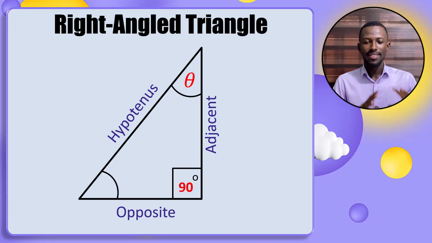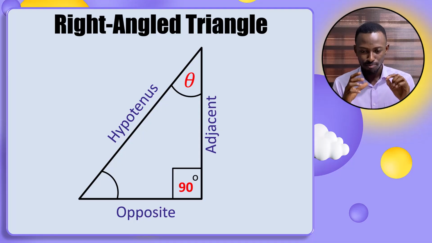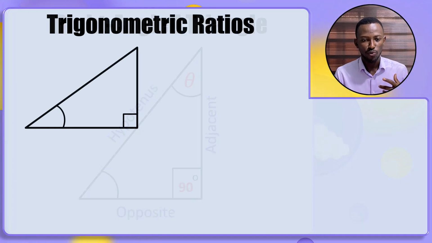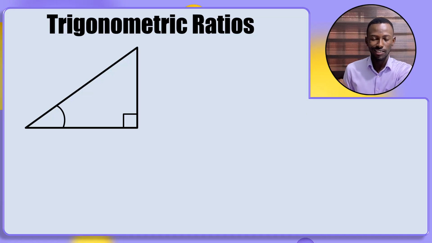Good. So now we understand what a right angle triangle is, and then the various parts of it. Take time, absorb these things, and let's move on to how to find the trigonometric ratios. So that's what we are going to do next.